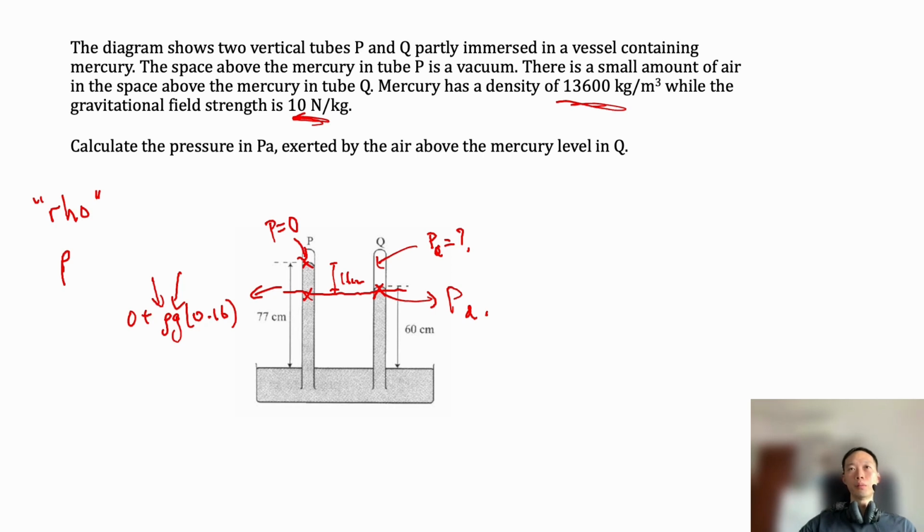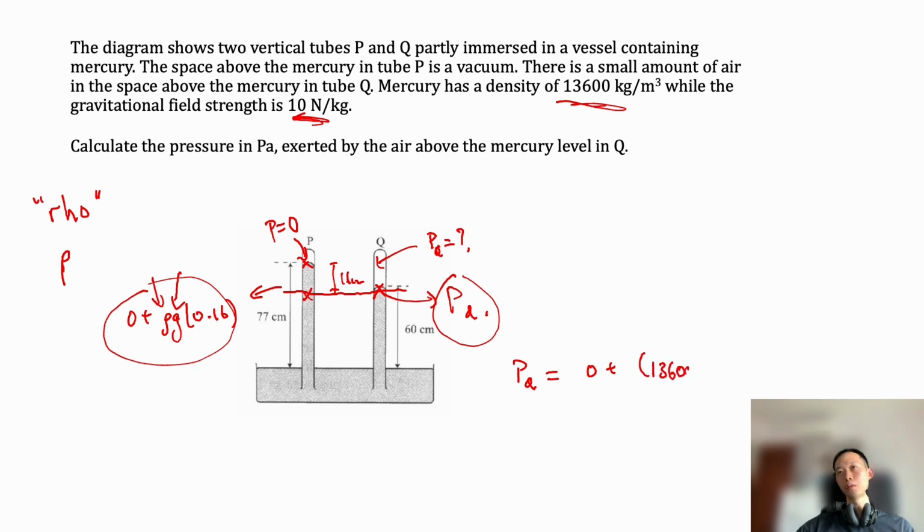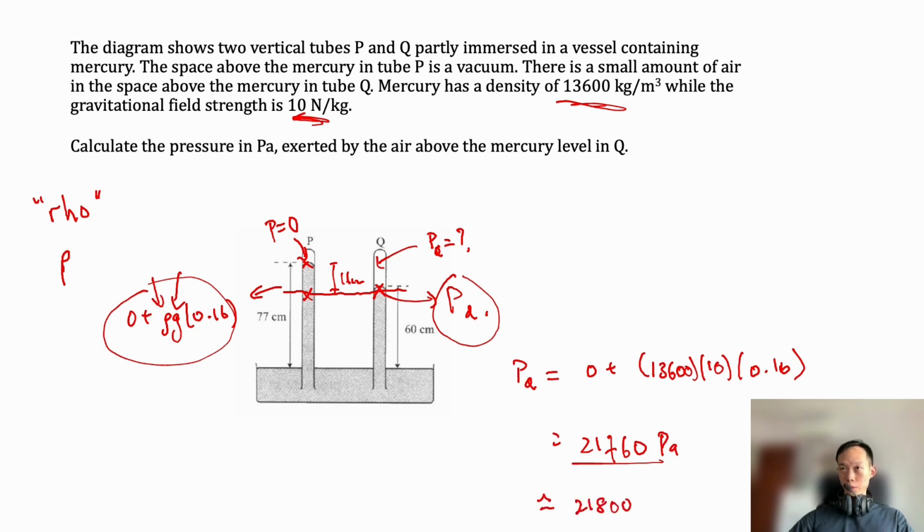Okay, now back to this question. Since we know that these 2 points, same level, same liquid, same pressure, therefore we can equate this to this side, right? Let's write that out. PQ equals 0 plus 13600 times 10 times 0.16. Then we just need to calculate this to get the final answer, which is 21760 pascals. Rounded off to 3 SF, that would be 21800 pascals.